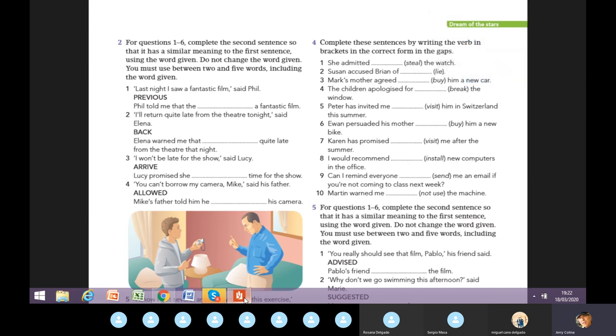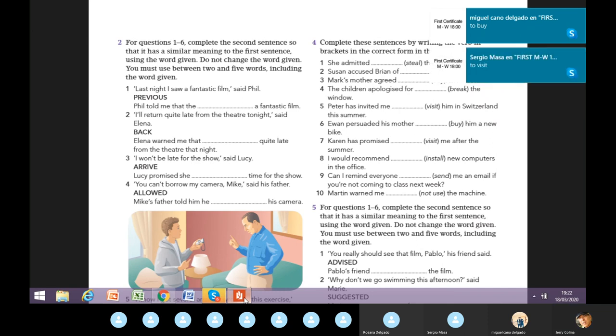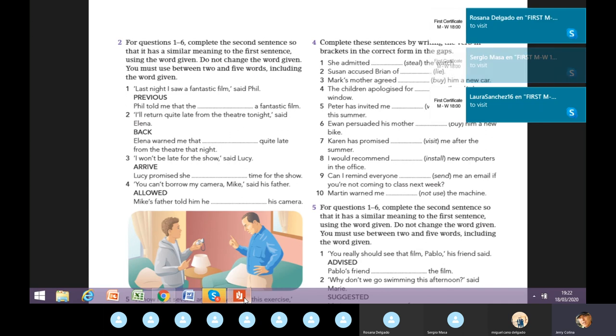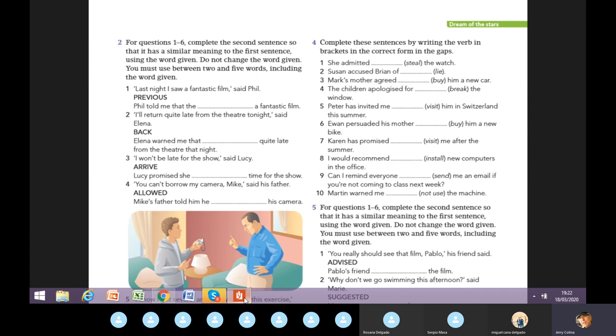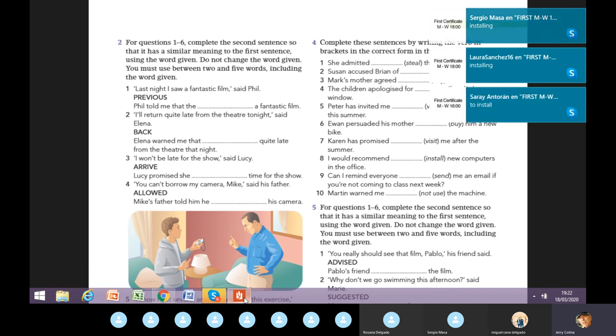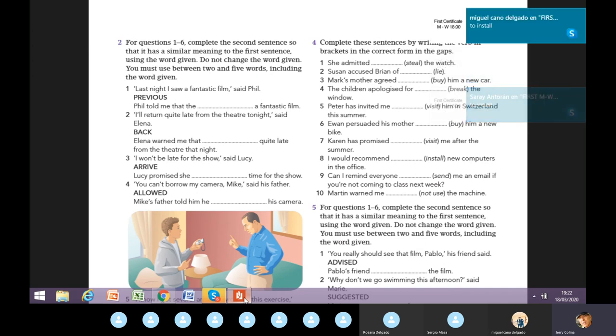In number seven, Karen has promised to visit. You are all correct. Yes, infinitive with to. Karen has promised to visit me after the summer. Promise to. Eight, I would recommend, and here you have would, I would recommend installing or to install? It is -ing, installing. So with would, -ing: installing new computers in the office.